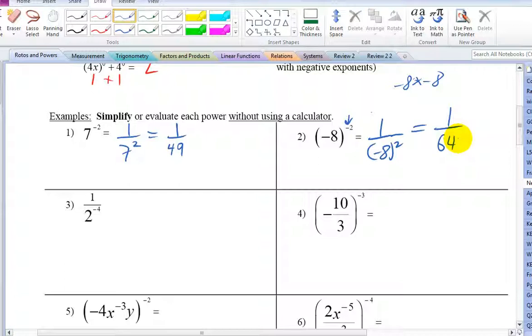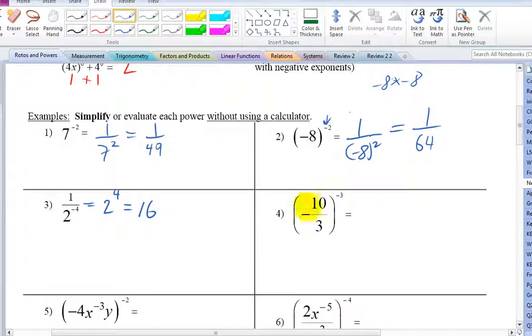Number 3. What do we do now? Yeah, we got to flip it first. So now it's out of the fraction. Then evaluate it. So we get 2 times 2 times 2 times 2. Is that 8 or 16? 16. Thanks.